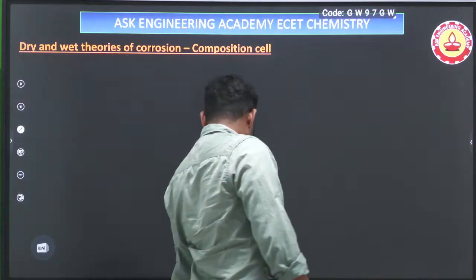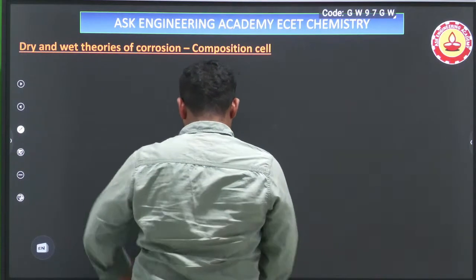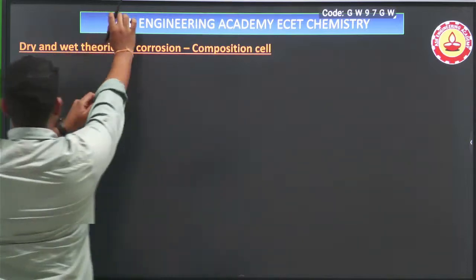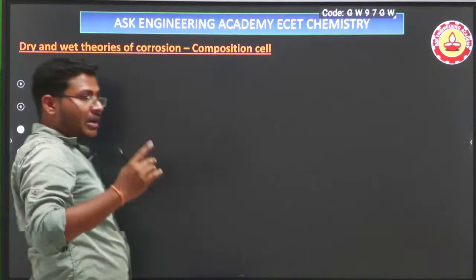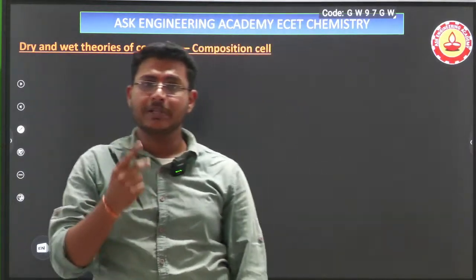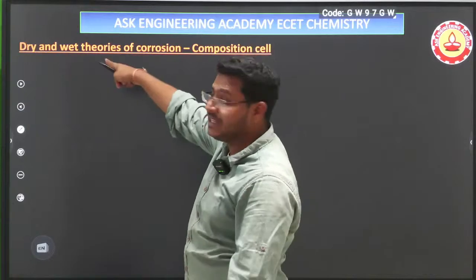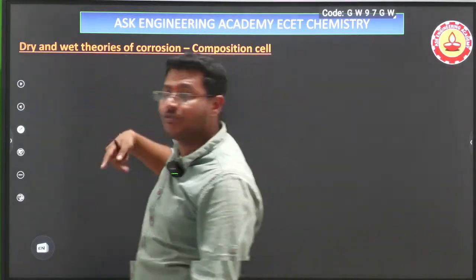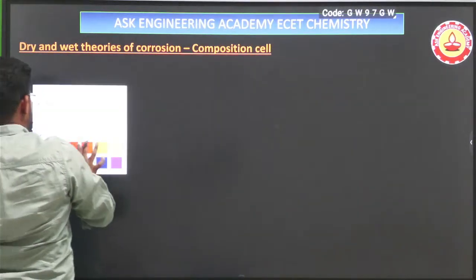What is meant by dry and wet theory of corrosion? Now the phenomenon or mechanism of corrosion can be best explained in 2 theories. One is dry theory and another one is wet theory. Now we are moving on to dry theory.